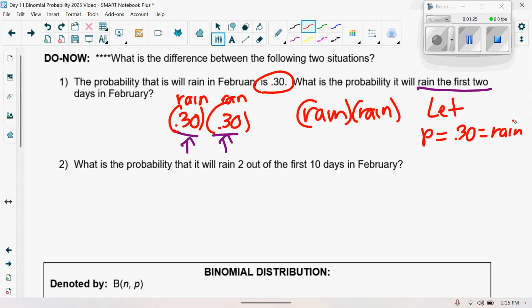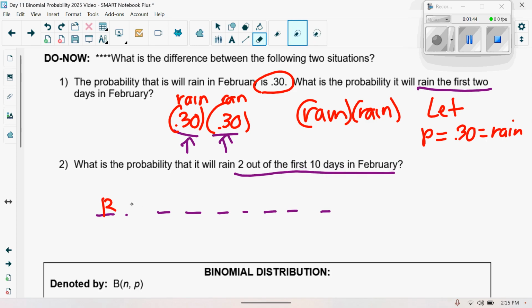But now if you shift gears to number 2, it says, what is the probability that it will rain 2 out of the first 10 days in February? So here's where things change a little bit, because if there are 10 days, let's pretend like this is 10 plots, it could rain on the first 2 days, like we said before, or it could rain on the first day and then maybe not rain until the 10th day, or it could rain on this day and this day. We don't know. There's all these different combinations of rain that could be happening.